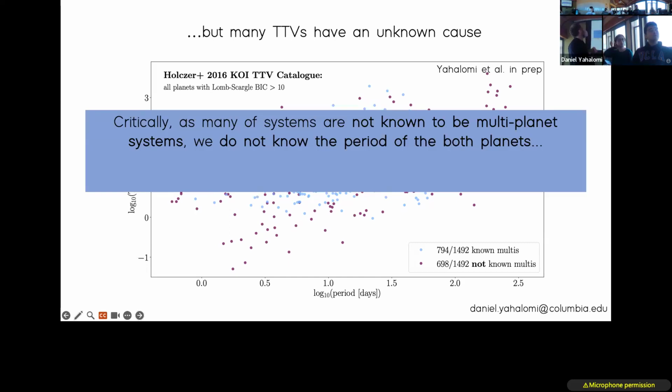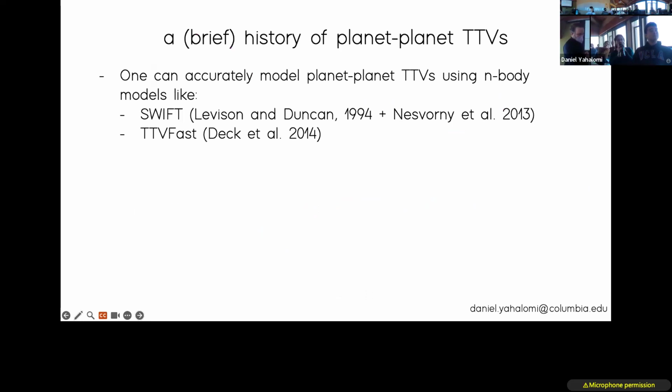Critically, the solution is often degenerate, and we can get a sense of these degeneracies by using N-body code. There are two main ones, Swift as well as TTVFast, and they're commonly used for planet-planet TTV parameter estimation.